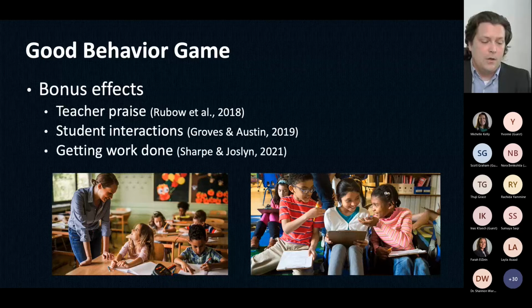And then in addition to that, the good behavior game has also been indicated to result in improvements in work completion, so the actual work that students get done. And this differs from academic engagement in that academic engagement is a measure of whether students appear to be paying attention or appear to be doing their work. We also have documentation that it increases the actual work output that they produce during the game.